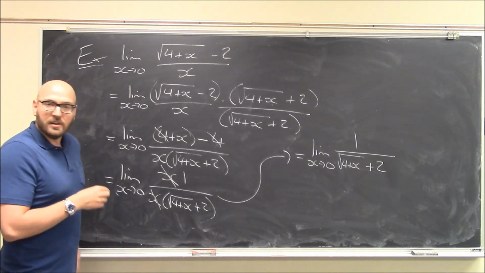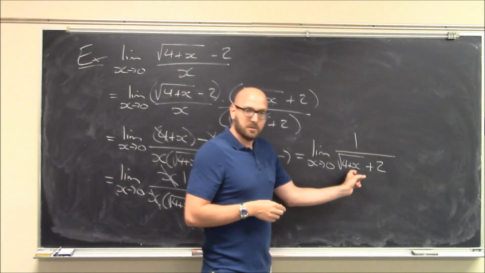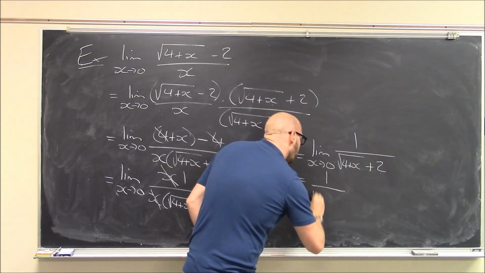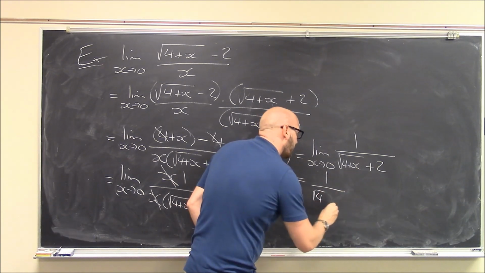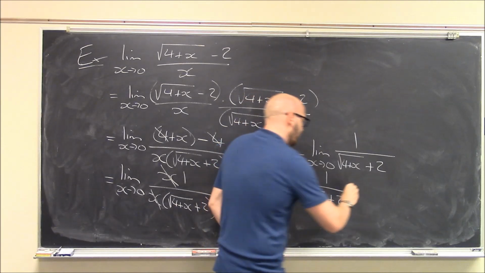And now, plugging in x equals 0 is not a problem, right? This is completely well defined for x equals 0, so plug in x equals 0. What do I have? 1 over the square root of 4 plus 0, which is the square root of 4, plus 2. 1 over 2 plus 2 is 1/4.